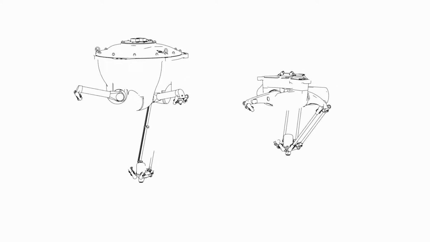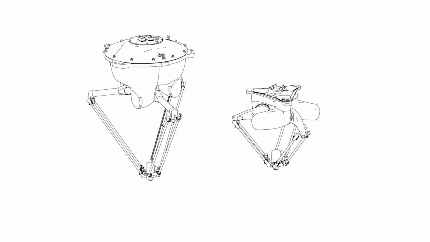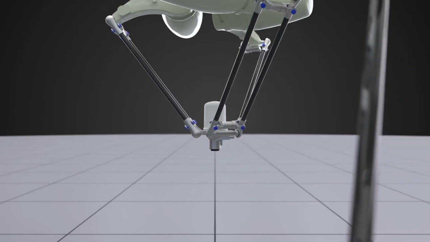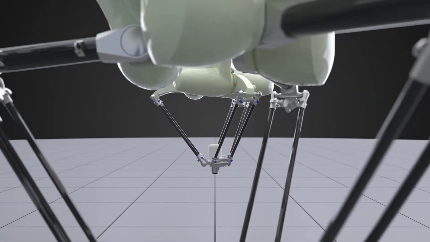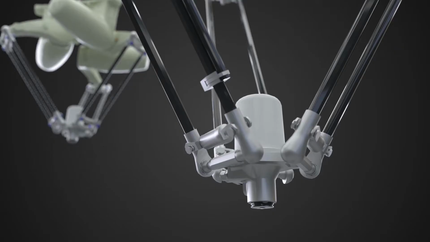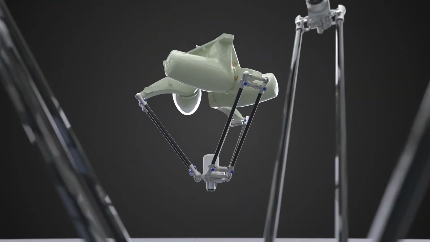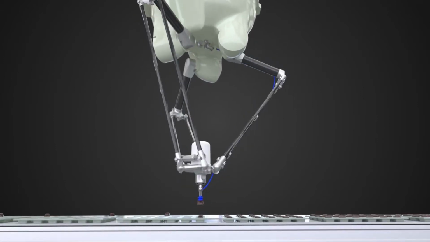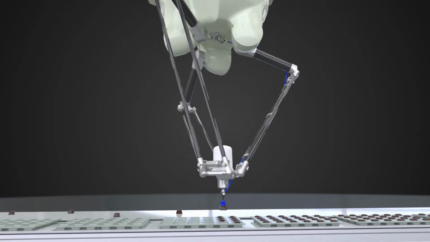We introduce the Kawasaki Robotics YF003N and YF002N. The YF series high-speed pick-and-place robots can be used for pick-and-place and sorting applications in a variety of industries, including food, pharmaceutical, cosmetics, and electronics.